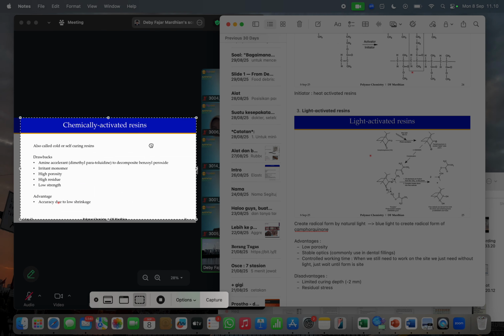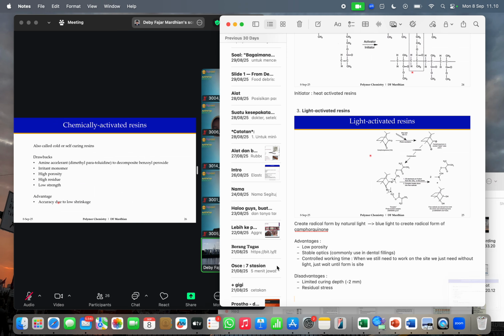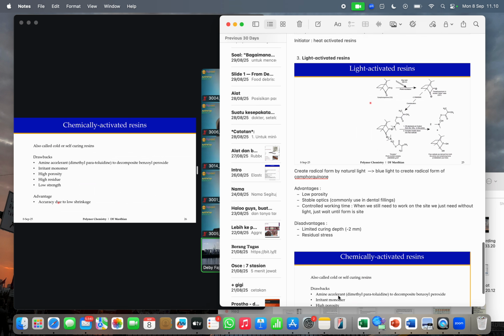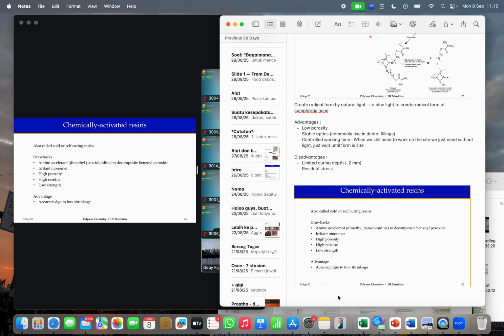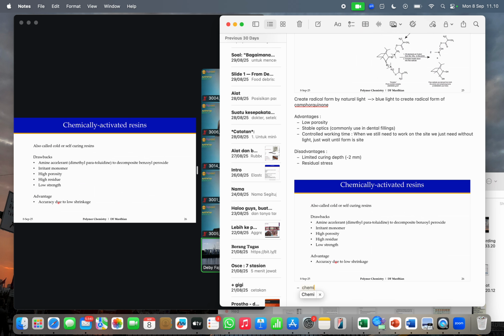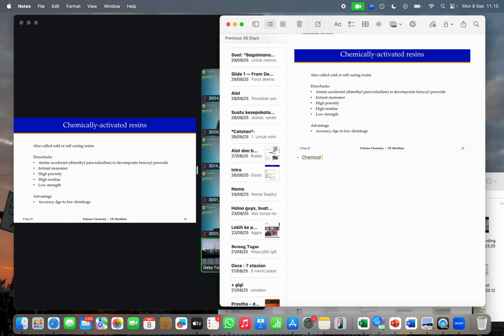So the last type of resins used in dentistry is chemically or self-activated resins, but I think now we rarely use it due to too many drawbacks, like the use of amine accelerant, which is not very comfortable for patients because of the smell.